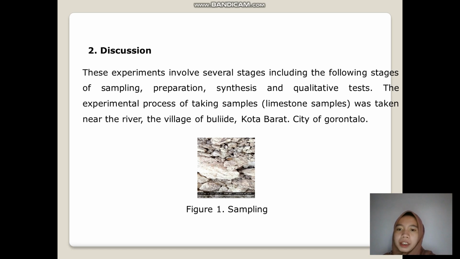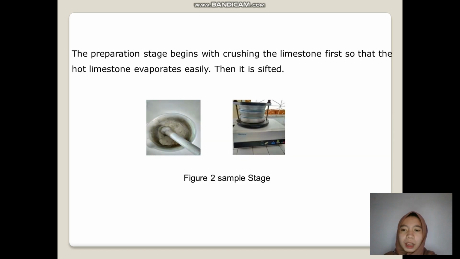Description. The experiment involved several stages including sampling, preparation, synthesis, and qualitative test. In the experimental process, the limestone sample was taken near the village of Bulit, Kota Barat, city of Gorontalo. The preparation stage begins with crushing the limestone.